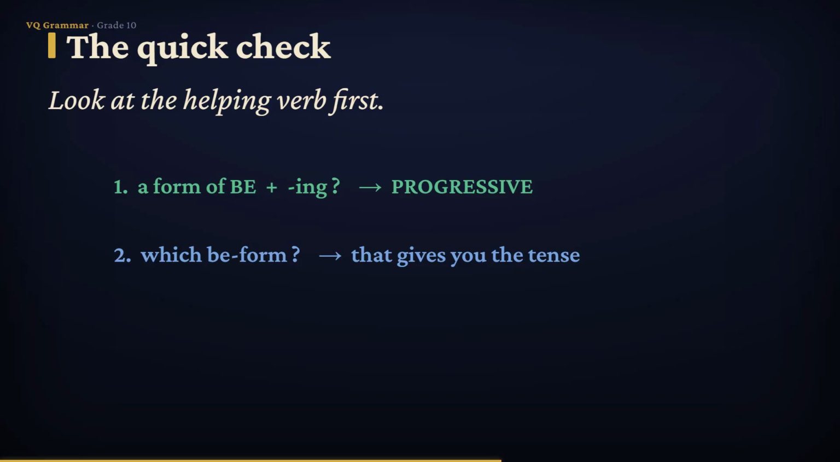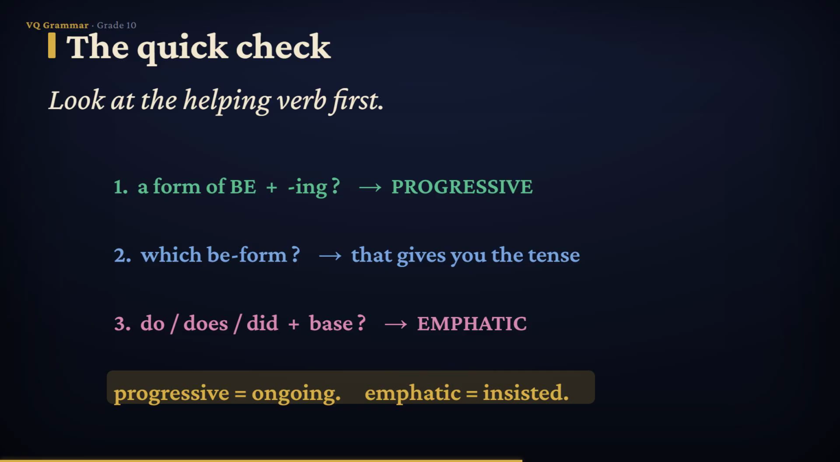Step 3. Do you instead see do, does, or did in front of a base verb? That's the emphatic form, and it will be present or past, nothing else. Keep the two ideas apart in your head. Progressive means ongoing. Emphatic means insisted.